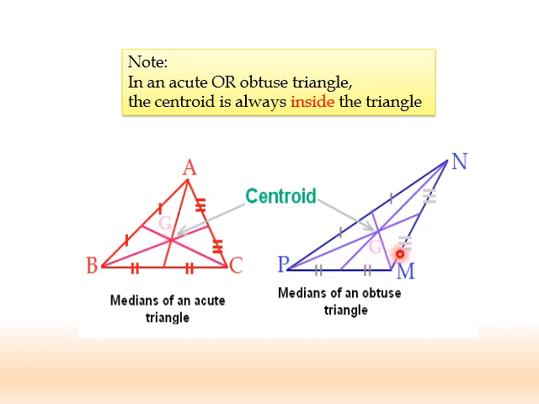Here the same. NMP is an obtuse angle, so the triangle PMN is an obtuse triangle, and still the centroid is inside the triangle.